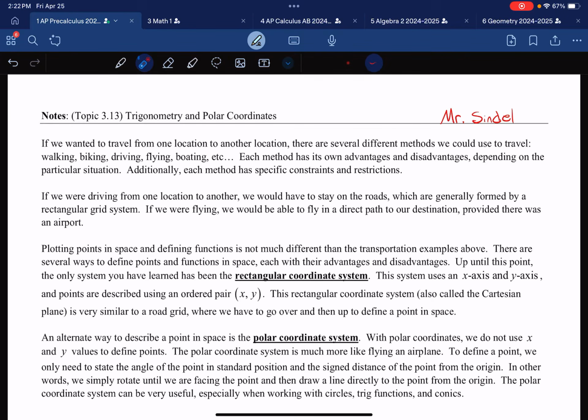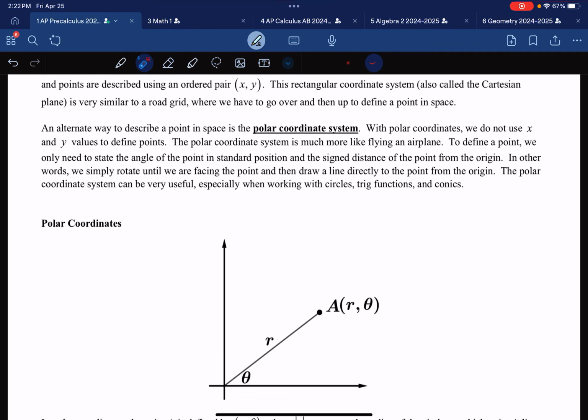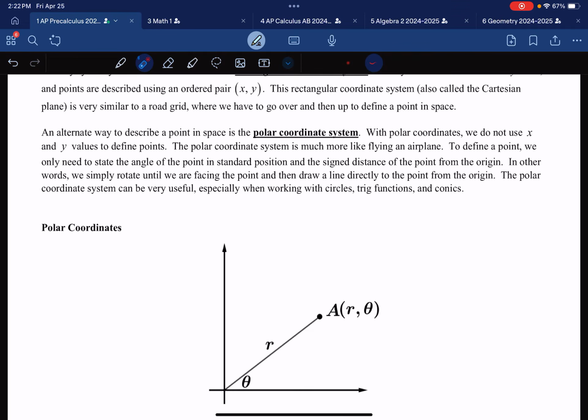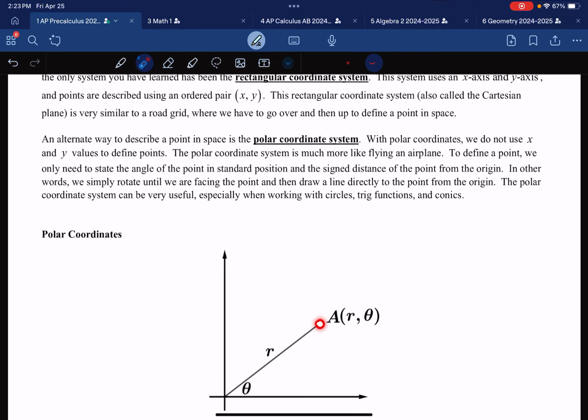This is AP Precalculus notes for topic 3.13, trigonometry and polar coordinates. So in the past, what we've been using is what's known as a rectangular coordinate system, which I often call the Cartesian plane. The way that we typically move in order to get to a point, we move left and right on the x-axis, and then we find the spot that we want, and then from there, we go up and down on the y-axis until we find our point.